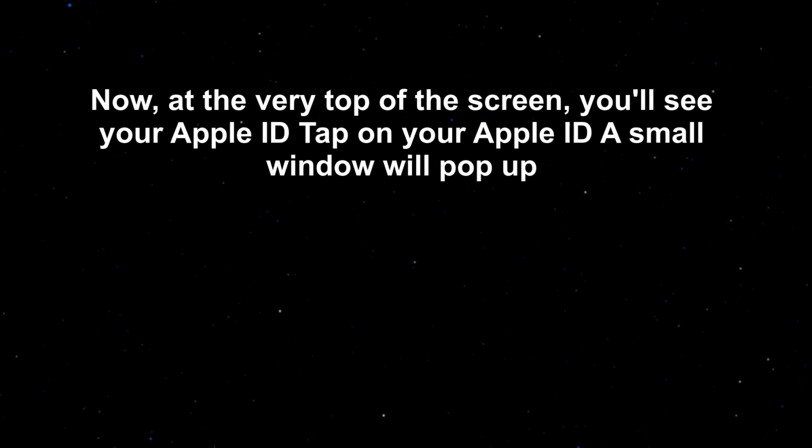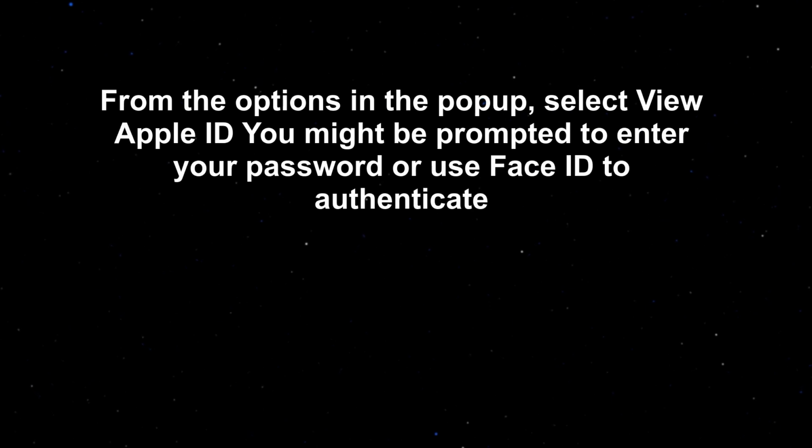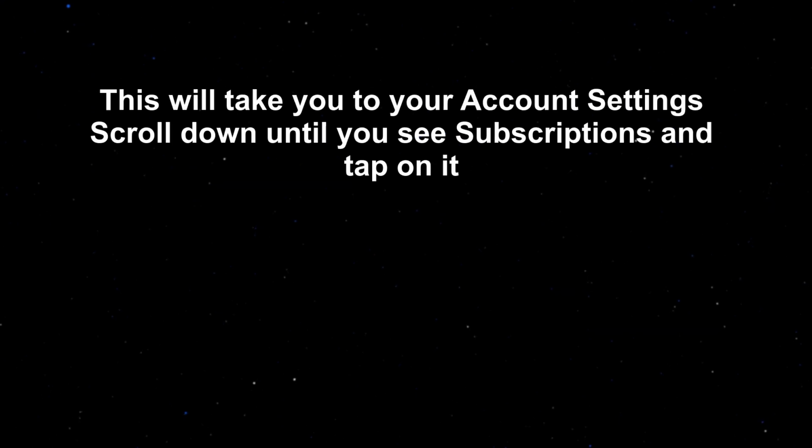Now, at the very top of the screen, you'll see your Apple ID. Tap on your Apple ID. A small window will pop up. From the options in the pop-up, select View Apple ID. You might be prompted to enter your password or use Face ID to authenticate. This will take you to your account settings.